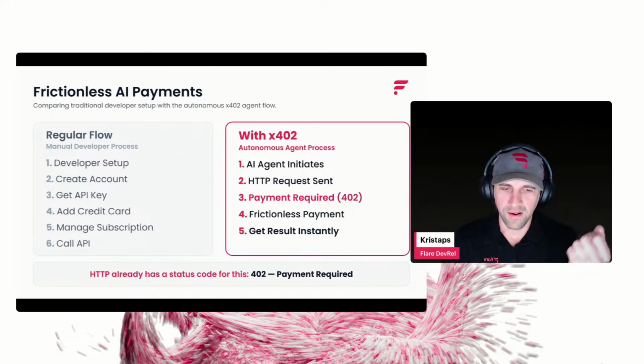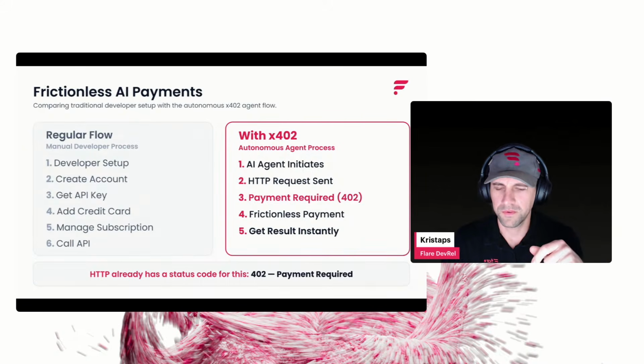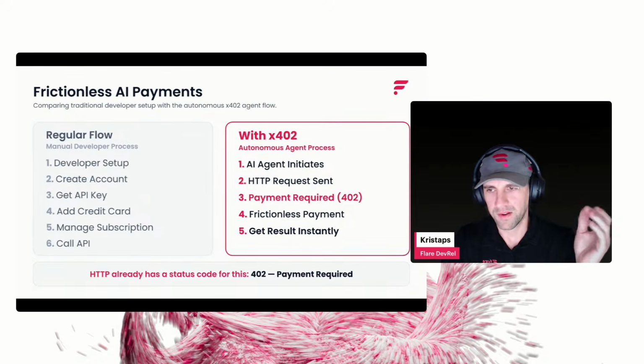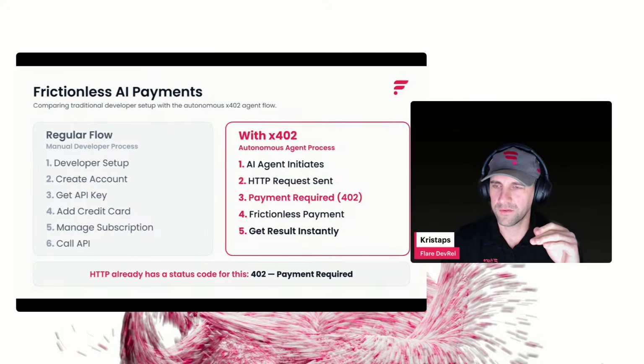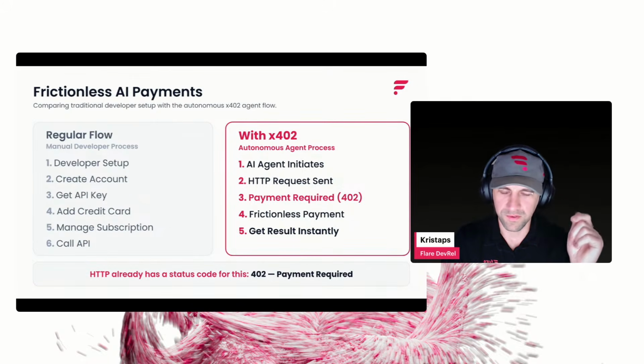And that is what x402 actually opens doors for us. So the regular flow right now, it doesn't matter if we use blockchain or not: we need some kind of setup, then create an account, get an API key, then add a credit card or, I know, wallet access, whatever. Then manage the subscription. The subscription renews every month, every year, whatever. And then we call the API.